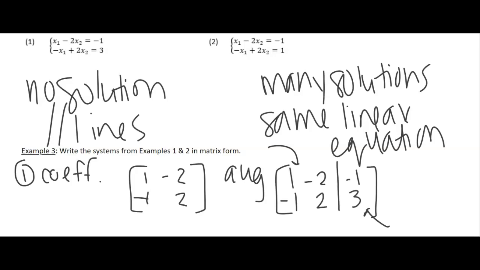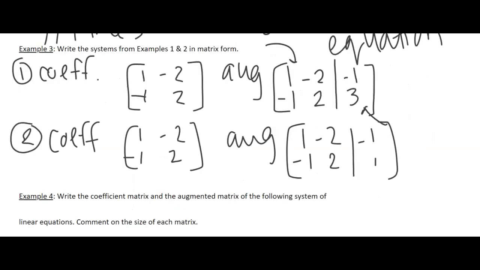Why don't you go ahead and pause this video at this point, try doing problem number 2, and then we'll unpause and see if you got the right answer. All right, so you should notice that the coefficient matrix is the same for the left-hand side, and then for the right-hand side, it is the augmented matrix with just the right-hand side being different.